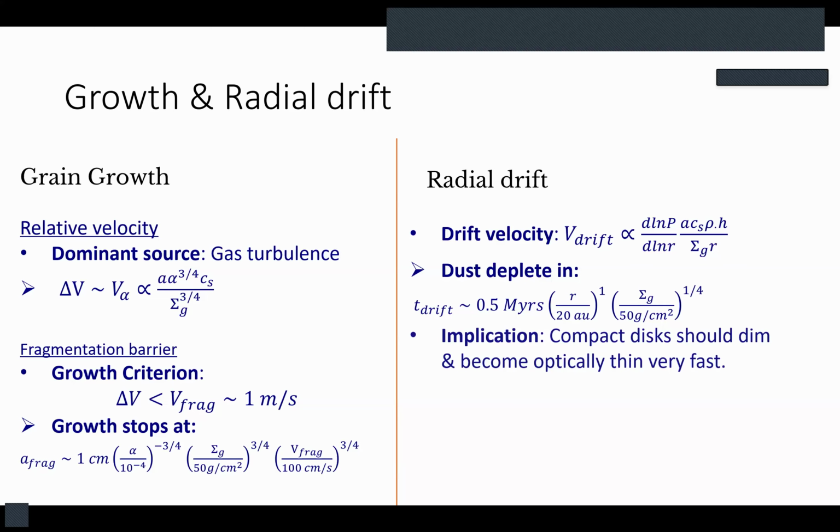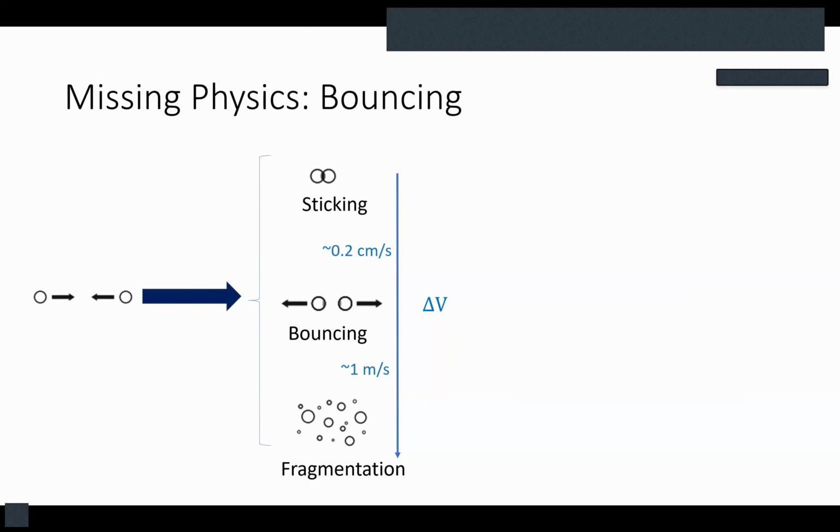So when we calculate the radial drift speed of it, and then find the drift time scale, we find a very short time scale here, about 0.5 million years. We know this is wrong because we see those Upper Scorpius disks that are much older than this, but still have a lot of dust mass. So what is wrong? It seems like we oversimplify the dust collision physics here.